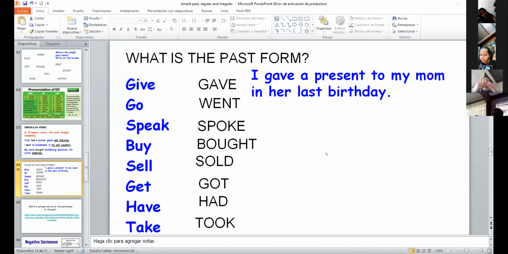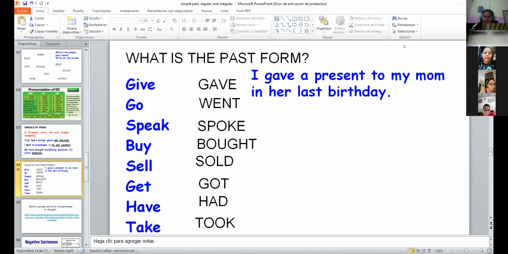Number 7, Ada, Alma, and Oswaldo. What are your examples? No sé quién va a comenzar. Let's see. Ada, you the three. Ada, give, go, and speak. Alma, buy, sell, and get. And Oswaldo, have and take. We went to the mountain last year. I spoke in public in my school yesterday. Oswaldo bought a new t-shirt last week. Okay. You, Alma, continue. Alma left. Okay, continue, Oswaldo.